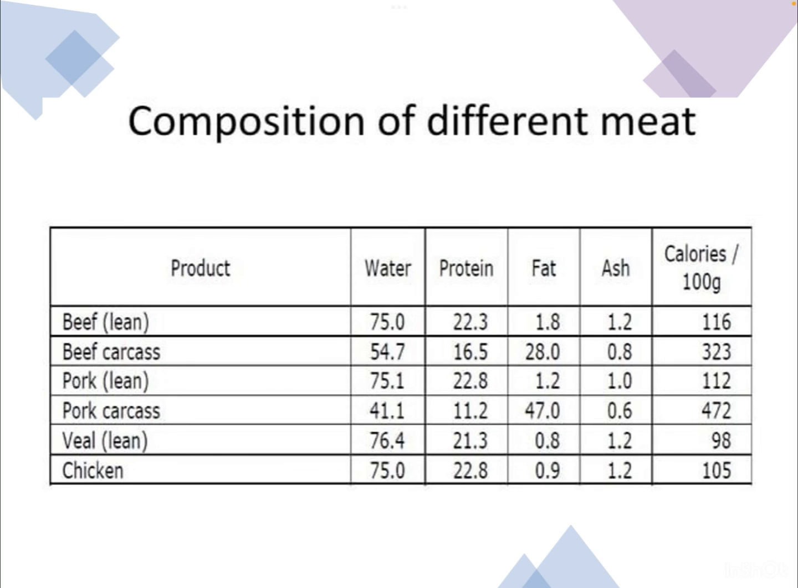Veal, which is the calf meat, is having 76.4% moisture, 21.3% protein, 0.8% fat, 1.2% ash, and 98 calories per 100 gram. Chicken, that is a poultry meat, has 75% moisture, 22.8% protein, 0.9% fat, 1.2% ash, and 105 calories per 100 gram.